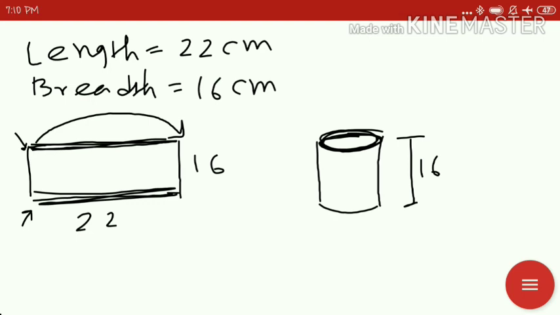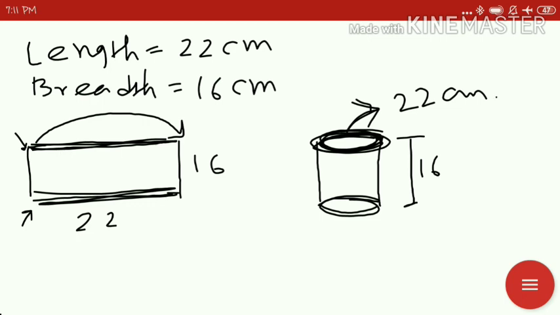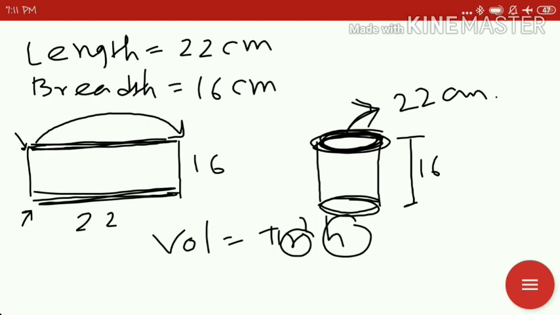So it is clear to us that the circumference made by the base or the top, you know that the base and top circumference will be the same. The circumference is 22 centimeter. Now as we have to find the volume of the cylinder, you know the formula of volume equals pi r squared h. That means we need to find r and h. Already we have got h, and now we will find r first.